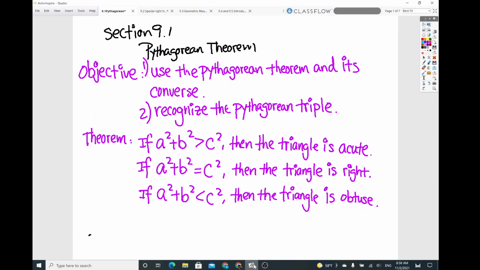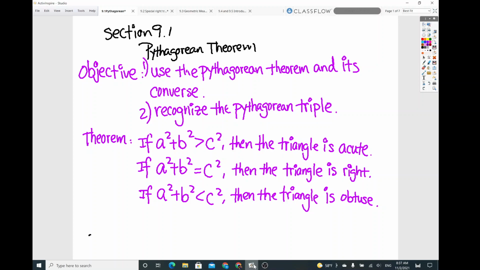Mr. Chen again. So this one is a brand new chapter. It's chapter 9 for the Big Ideas textbook, section 9.1. For this unit, we'll talk about special right triangles, using the properties of right triangles, like the Pythagorean theorem or the Pythagorean inequality, to classify the triangle. And mainly we'll talk about the use of a triangle, the way to solve for the triangle.